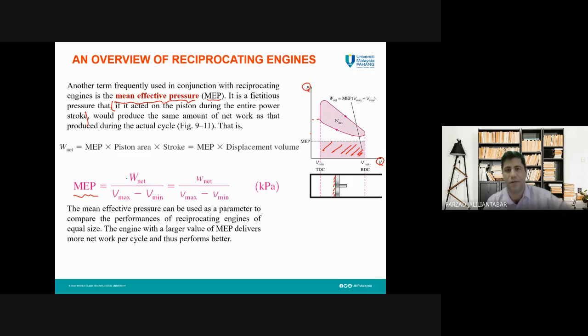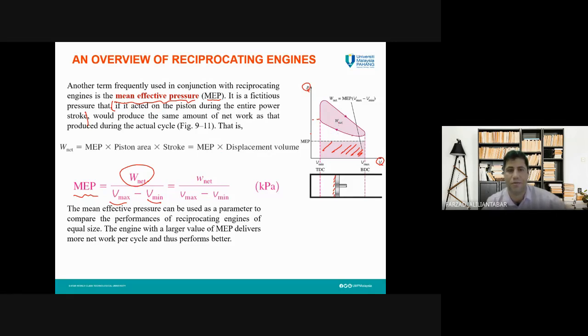However, this MEP can be calculated by this equation: MEP equals W net divided by Vmax minus Vmin. Vmax and Vmin are clear. They are dimensions. We can measure how much is Vmax, how much is Vmin, how much is the cylinder volume when the piston is in top dead center and when it is in bottom dead center. And W net we can calculate for the cycle.